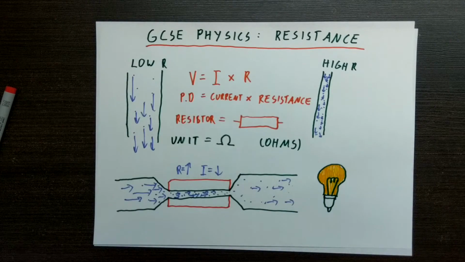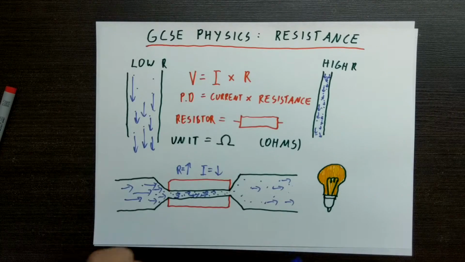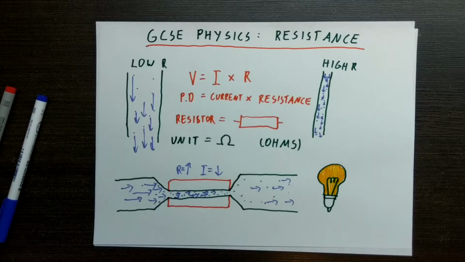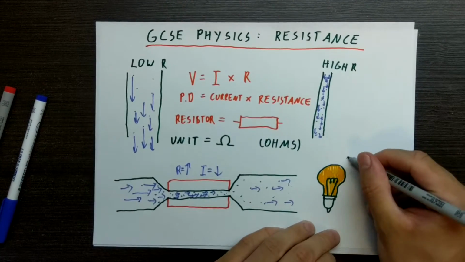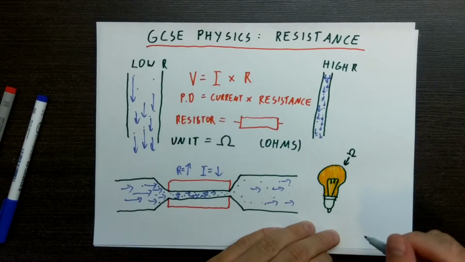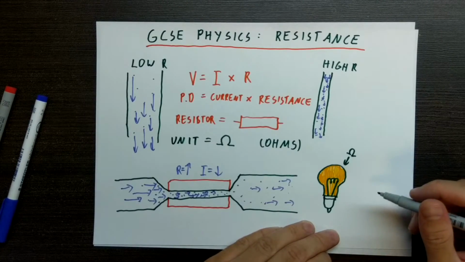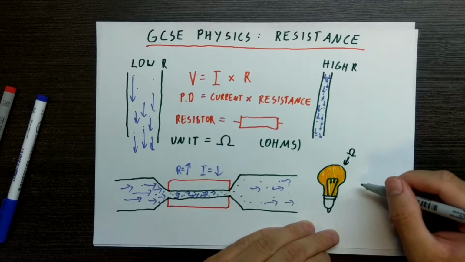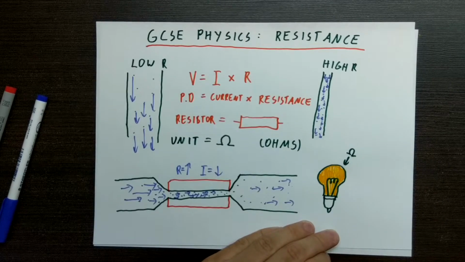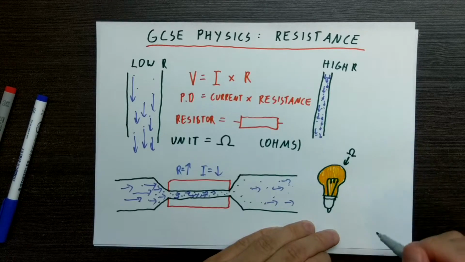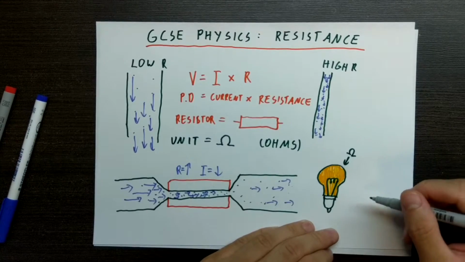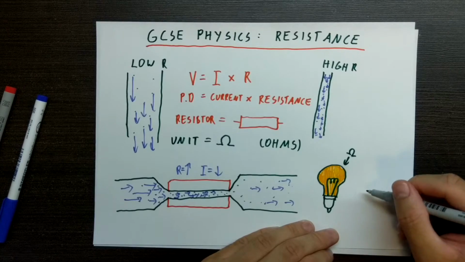Now, another thing is that resistors are not the only thing that provide resistance. Light bulbs themselves also provide resistance. So these guys here will also have resistance. And another thing that can give us resistance is a diode. A diode can give us resistance also.